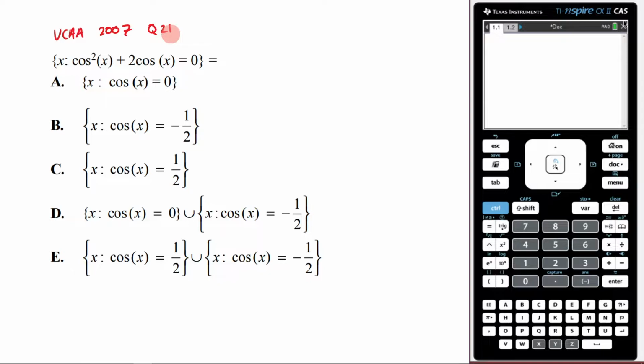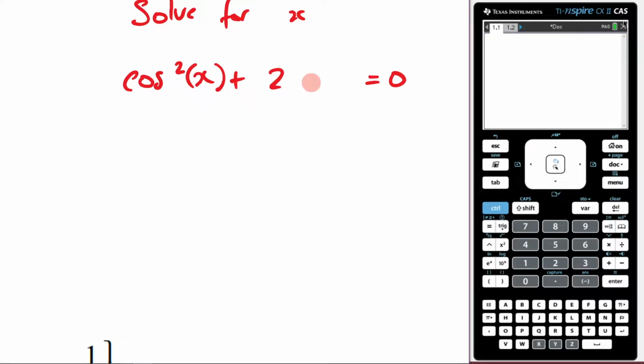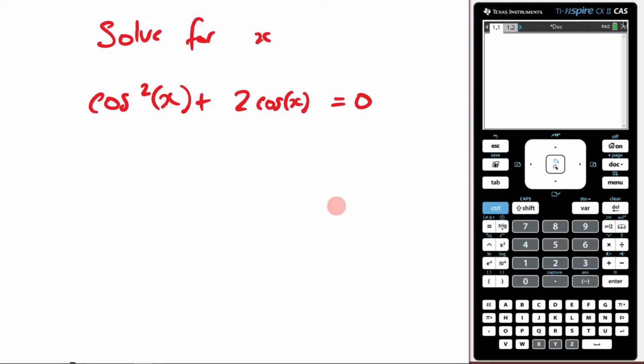Okay, what's it asking? What this is saying is what are the values of x which satisfy this equation right here? So in other words, it wants us to solve for x, and then we've been given cos squared of x plus 2 cos of x is equal to 0. You might be tempted just to chuck this straight into your calculator, but I would encourage you not to do that because you actually want to manipulate this by hand.